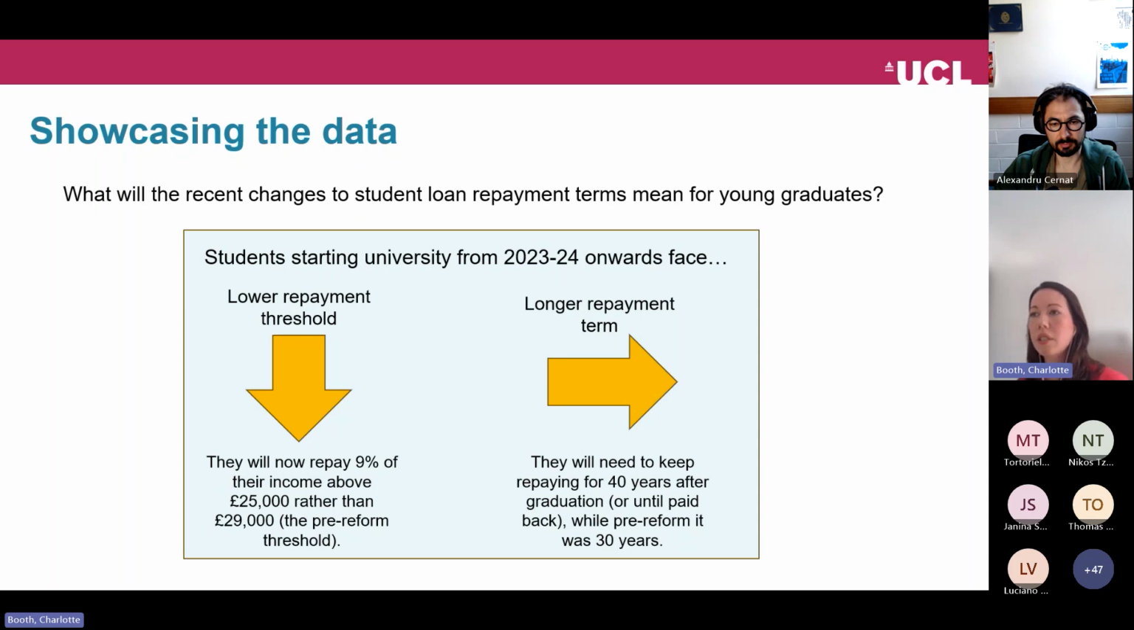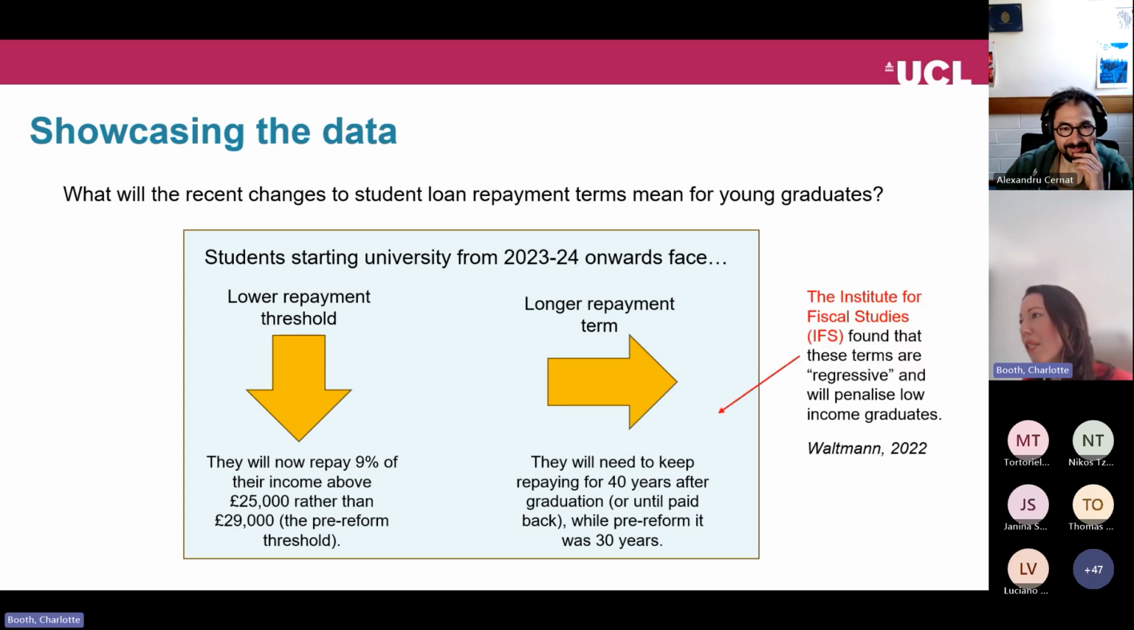Students starting university from 2023 onwards now face a lower repayment threshold, which means they now have to repay 9% of their income above £25,000, whereas in the pre-reform threshold it would have been £29,000. They also added a longer repayment term. These student loans would have been written off after 30 years, but now they've extended that to 40 years. So that means people will be paying their loans for a lot longer.